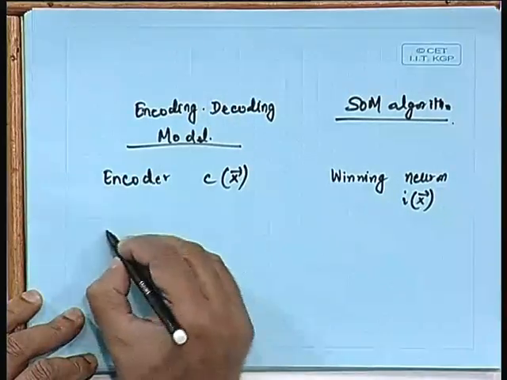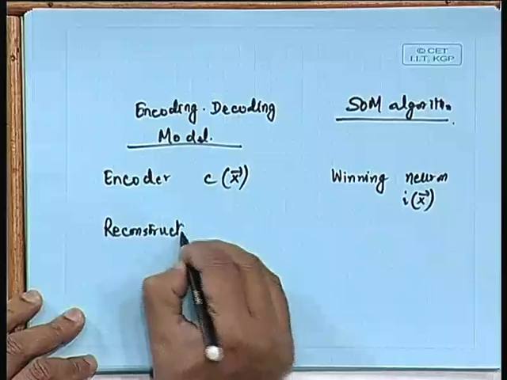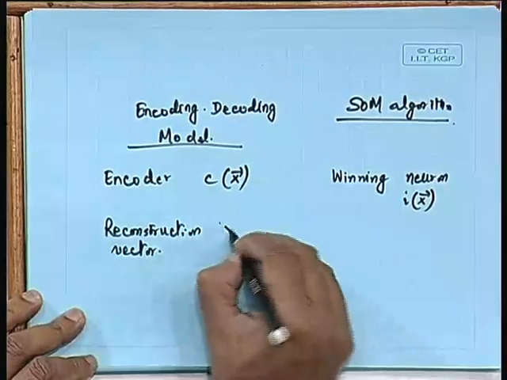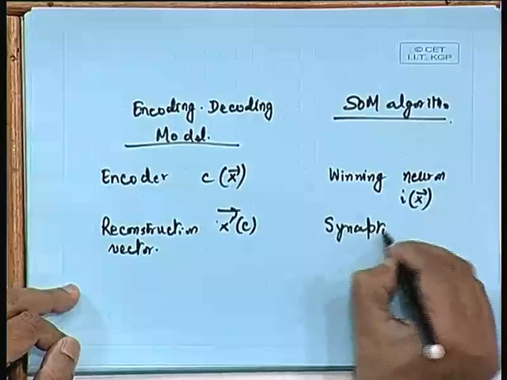Now, in the encoding-decoding model we have shown the reconstruction vector x prime of C, and what is its equivalent analogy in the self-organizing map? The answer should come from you. Yes, the weight vector, that is correct, the synaptic weight vector, because the synaptic weight vector is ultimately approximating the input vector. Very correct, thank you. So, this is the synaptic weight vector.